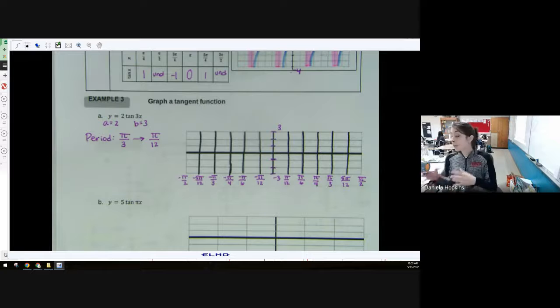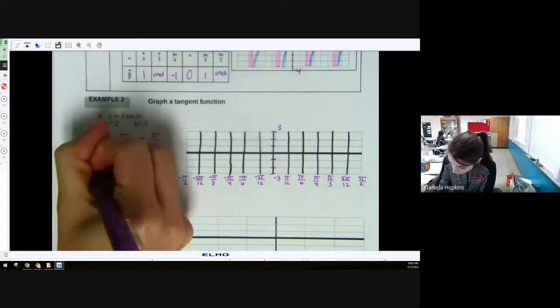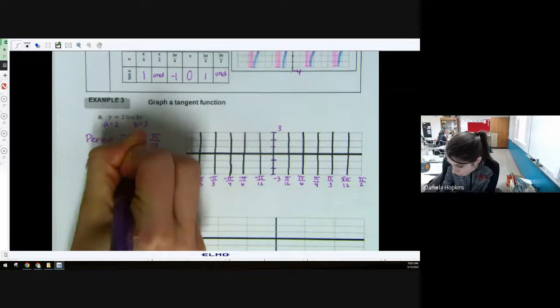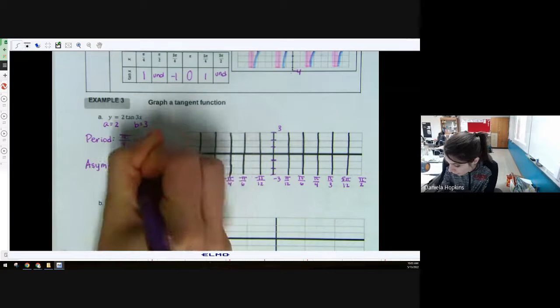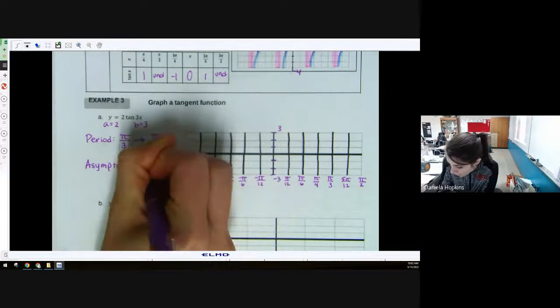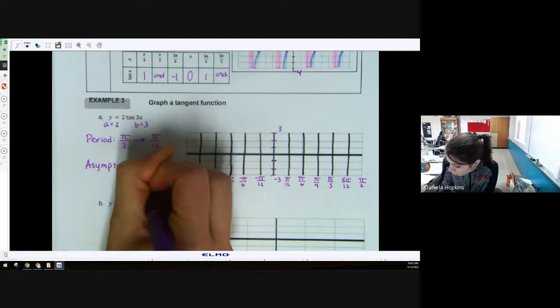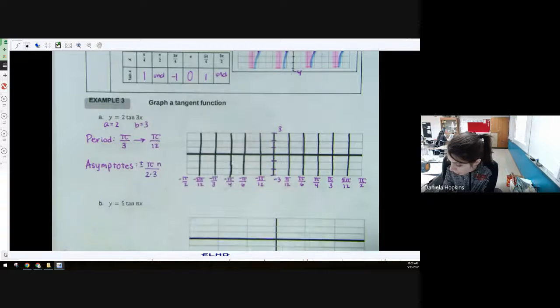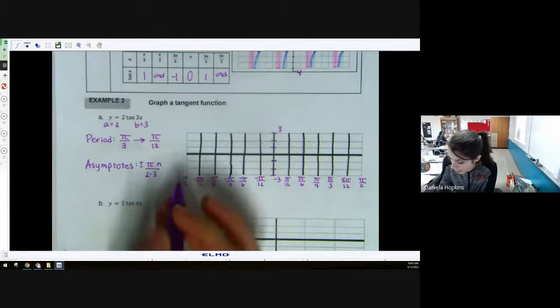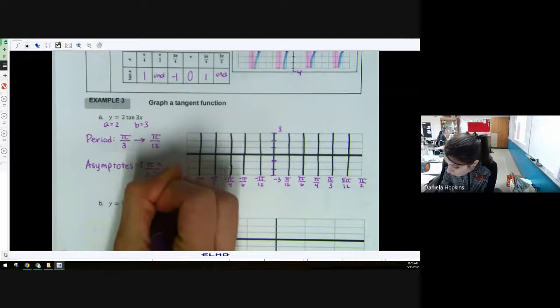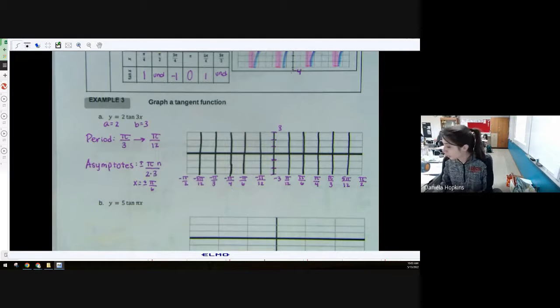All right, so once we have our x-axis labeled, our y-axis labeled, we've got what our period is, I start with the asymptotes. So our asymptotes are going to be at a positive and a negative, and then it would be pi times n, I'll just put an n here, over 2 times your b, which is 3. So that means it's going to be at x equals plus or minus pi over 6 would be one.